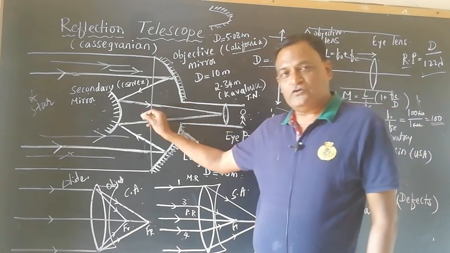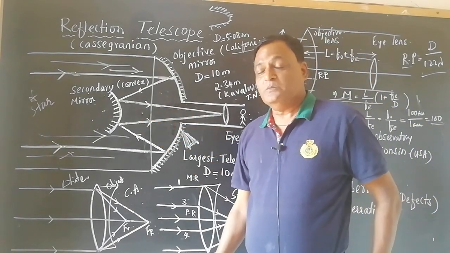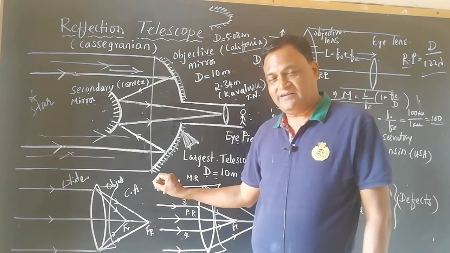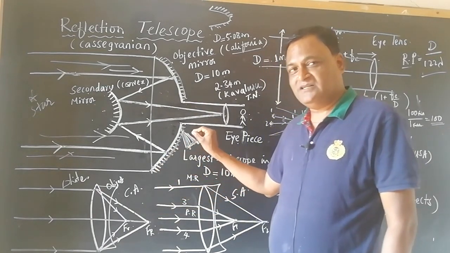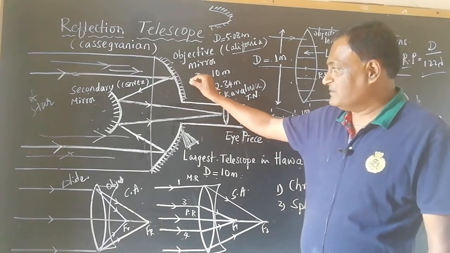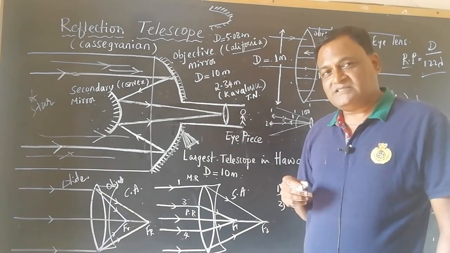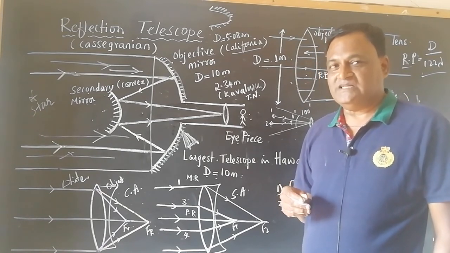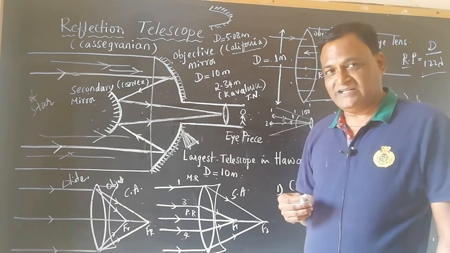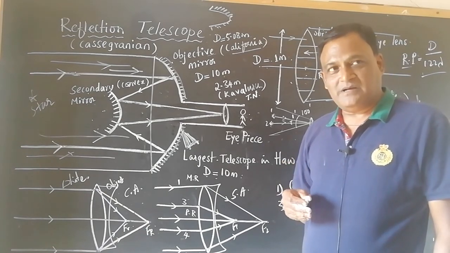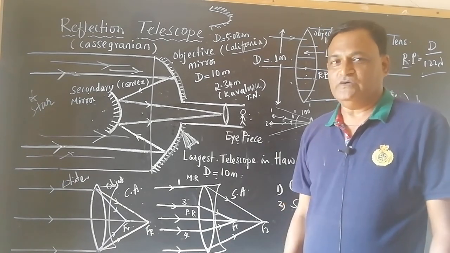In the next video, we discuss the numerical sums pertaining to all the phenomena: reflection, refraction, dispersion, ray optics, and the simple microscope and compound microscope. We discuss the numerical sums pertaining to the exercises given at the end of the chapter, and so also the exam questions we do discuss.